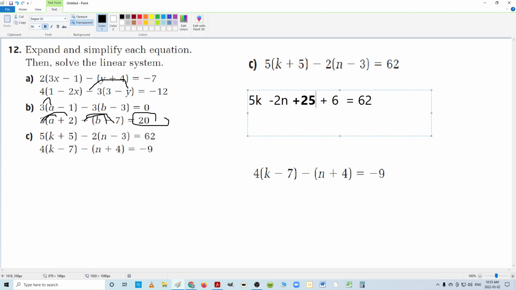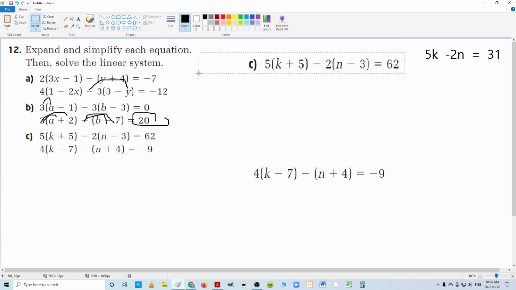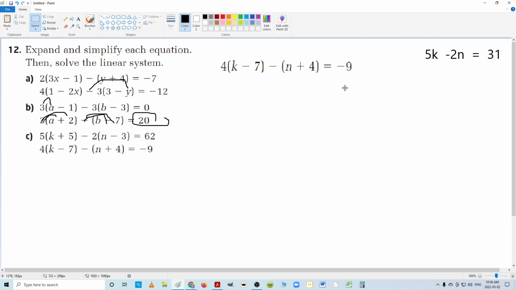So it was plus 25. Now notice that plus 25 plus 6 is 31. Then I've got to subtract 31 from both sides. And I get this. 62 minus 31 is 31. And this just disappears. Now it looks like I have one n, one k, one n, one number. Good. That's one line.